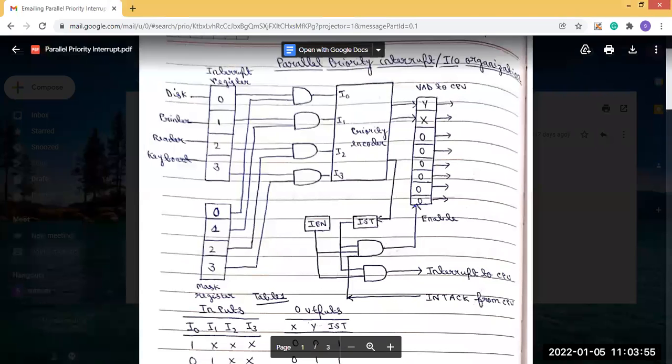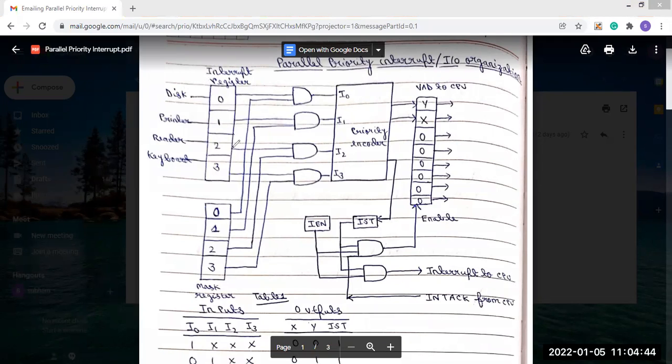In yesterday's class, we discussed the parallel priority interrupt for input-output organization. First, we discussed the daisy chaining method, and after that, we started the discussion about the parallel priority interrupt. In the generalized view, all the input-output devices are connected parallelly, whereas in daisy chaining, the input-output devices are connected serially. Here the devices are connected parallelly and there is an interrupt register.